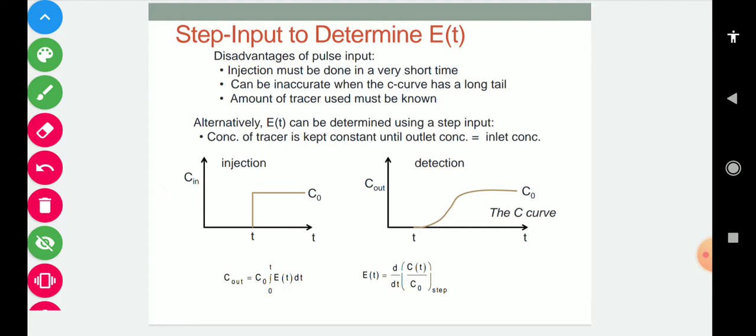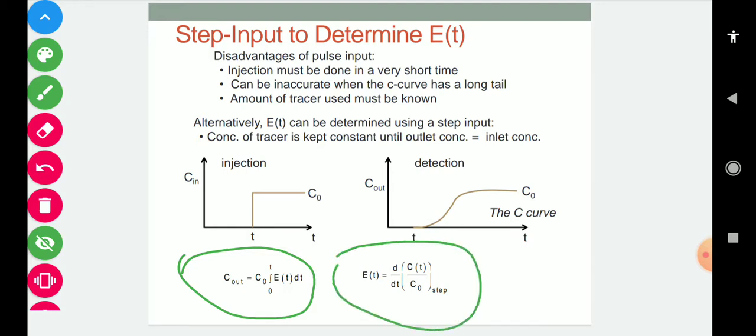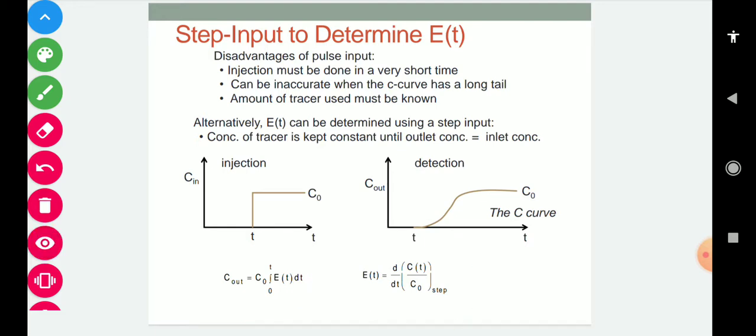Alternatively, E(t) can be determined using a step input. So in that, the concentration of tracer is kept constant until outlet concentration equals inlet concentration. So here C out can be calculated with the help of this formula, or E(t) again calculated with the help of this formula.